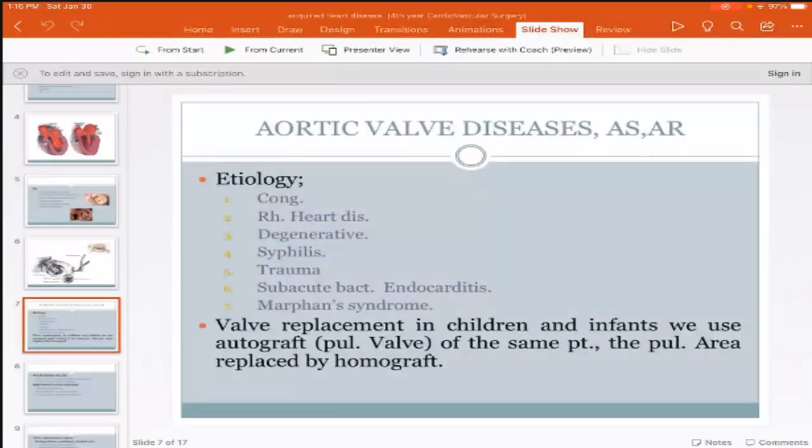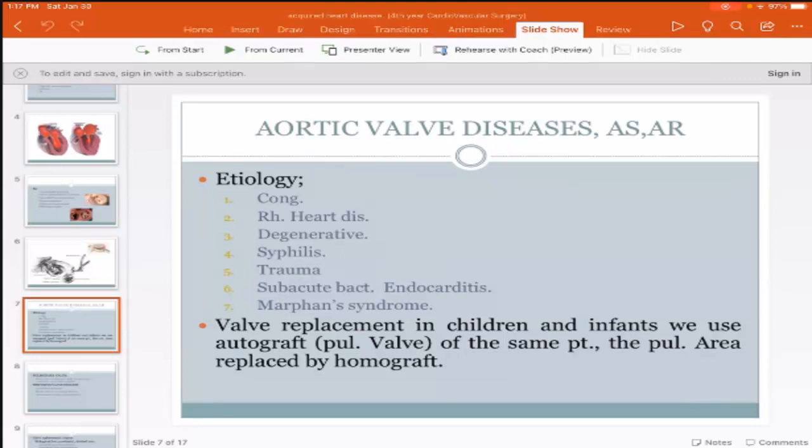Now, another valve we have is aortic valve disease, either aortic stenosis or aortic regurgitation. Either it will be a congenital aortic valve stenosis, or maybe it is rheumatic heart disease, or maybe a degenerative one, or maybe you have tertiary syphilis. It will affect the aortic valve, or maybe trauma leads to rupture of a cusp of the aortic valve, or maybe subacute bacterial endocarditis.